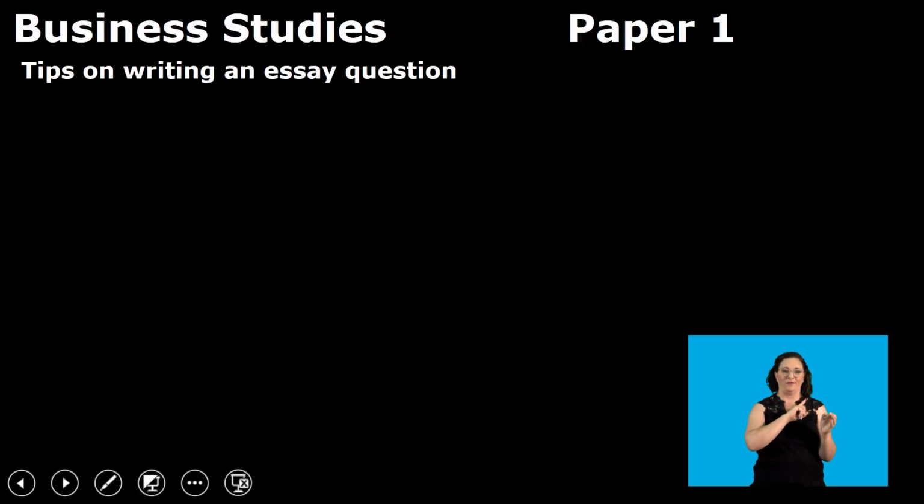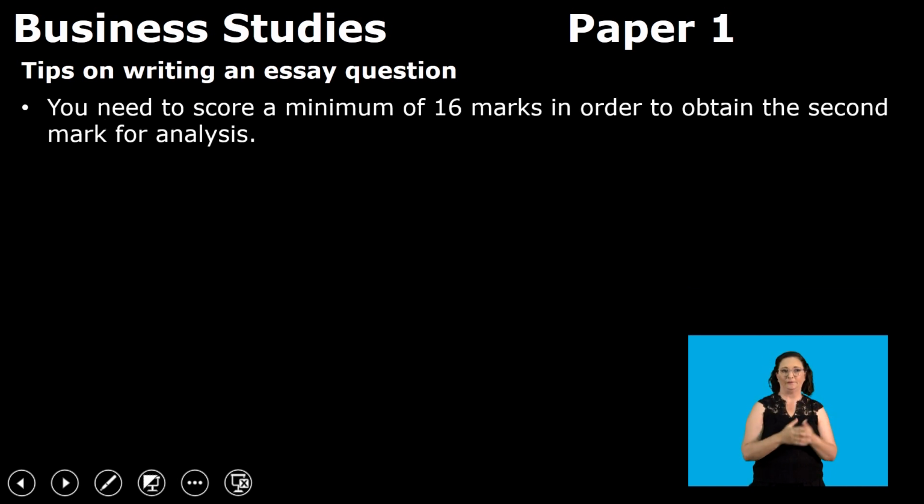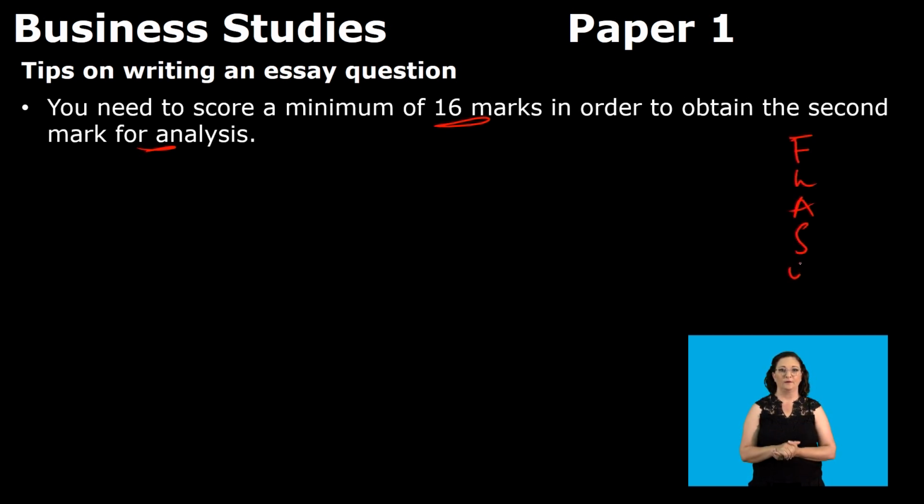So what are the tips on writing an essay question? You need to score a minimum of 16 marks. Why? In order to obtain the 2nd mark for analysis. In the essay, we've got what we call FLASO or LASO. Others call it LASO. So remember, an essay is out of 40. For your facts, it's 32 marks. For layout, which is your introduction and your conclusion, it's 2 marks. We've got your analysis. We spoke about 4 subheadings, which is 1 mark. 16 marks and above, it's another A. Therefore, you're getting your 2 marks.